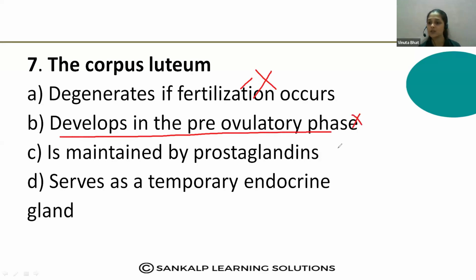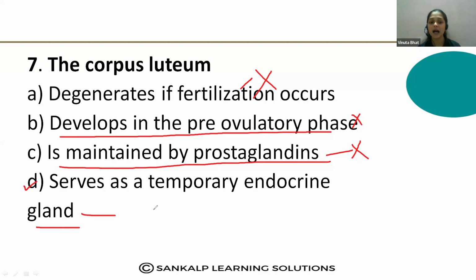So option B is also wrong. It is maintained by prostaglandins? No, it is not maintained by the prostaglandins. It serves as a temporary endocrine gland. Yes, because it releases the hormone called progesterone. Temporarily, it is releasing the hormone. During the pregnancy only, it releases the progesterone hormone. So it is called a temporary endocrine gland.